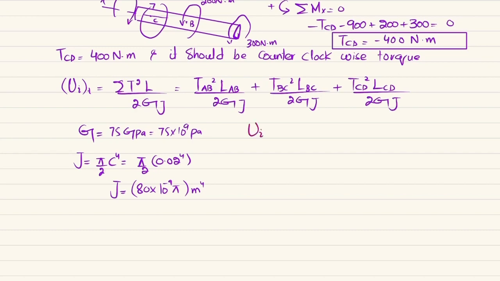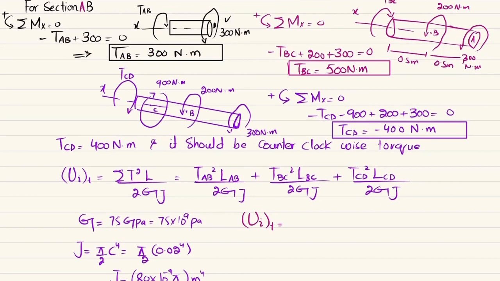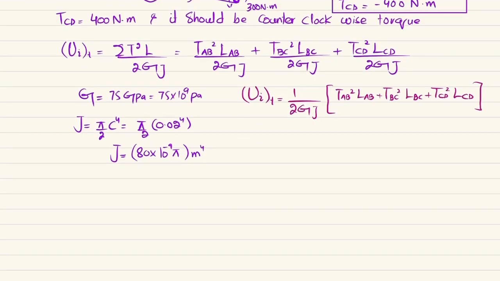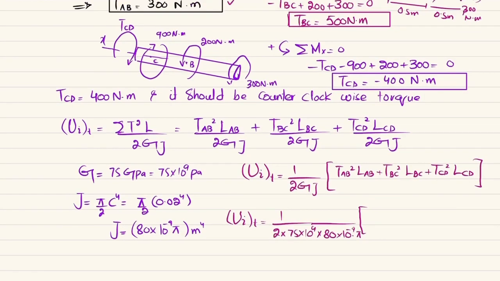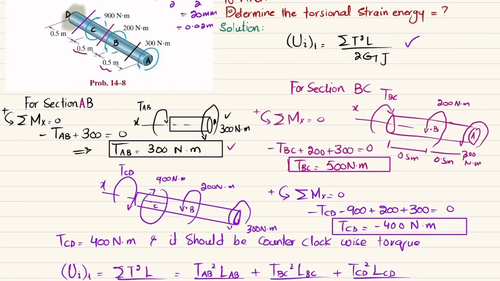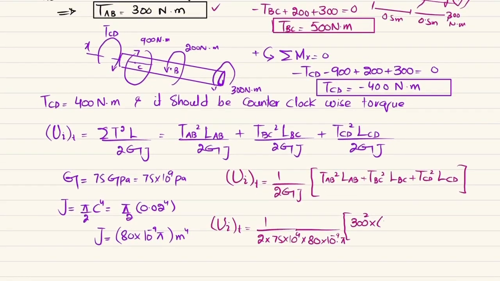You can just put it in this formula. So strain energy due to torsion will be equal to, if you take 1 over 2G, J common, this formula will become TAB square into LAB plus TBC square into LBC plus TCD square into LCD. Now you can just put the value. So strain energy due to torsion will be equal to 1 over 2, G is 75 into 10 to the power 9, and J is 80 into 10 to the power minus 9 multiplied by pi. Clear? Okay, TAB is 300. So 300 square multiplied by length of AB is 0.5. Same, length of BC is 0.5 and CD is 0.5. So we can put the value 0.5.